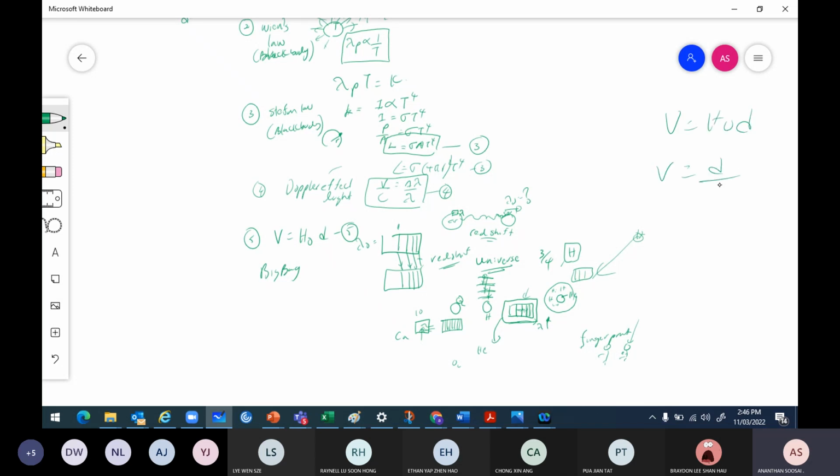V must be distance over time. So the distance over time must equal H naught times D. So the time is found to be 1 over H naught. So this should be the age of the universe. They got about 13.7 billion years.